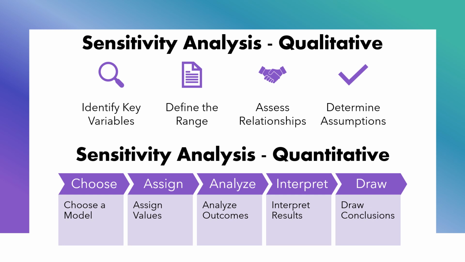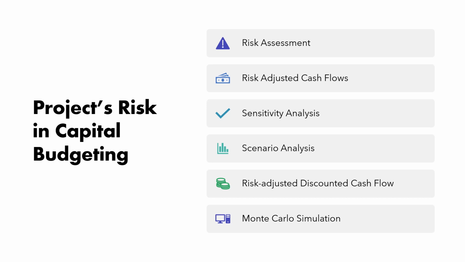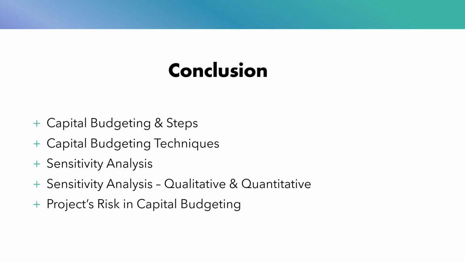There are several ways to assess a project's risk in capital budgeting, which include risk assessment, risk-adjusted cash flows, sensitivity analysis, which we've covered, scenario analysis, risk-adjusted DCF or discounted cash flow, as well as Monte Carlo simulation. In this presentation, we discussed capital budgeting and steps, as well as budgeting techniques, sensitivity analysis to include qualitative and quantitative, and project risk in capital budgeting.